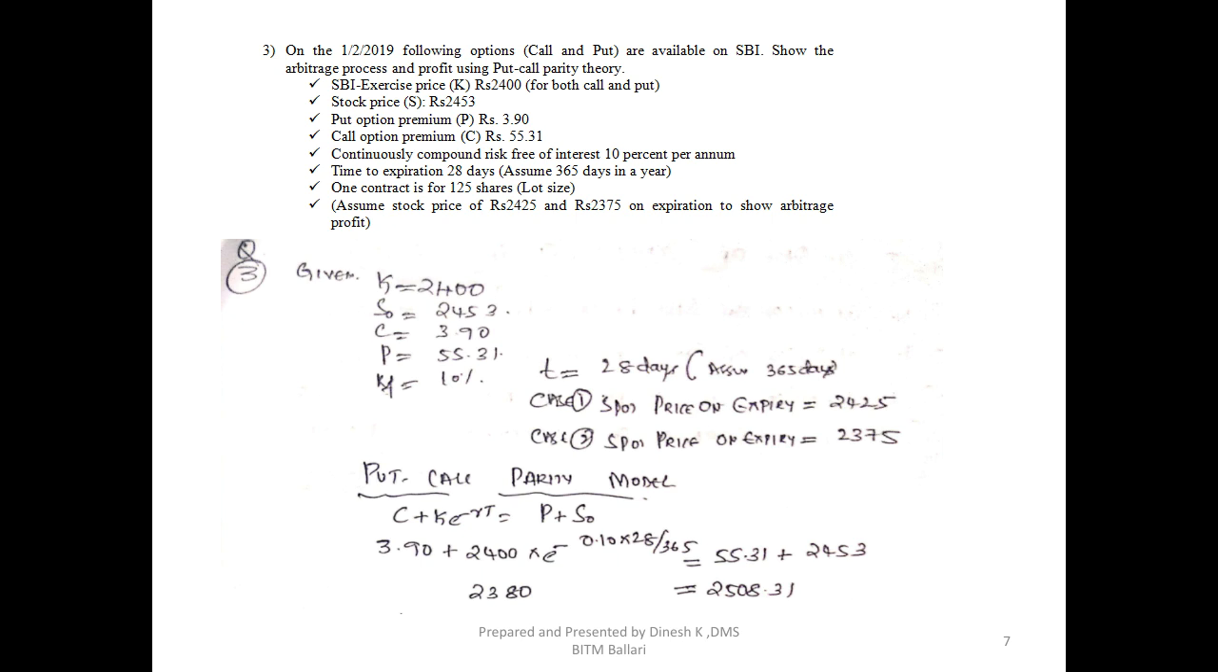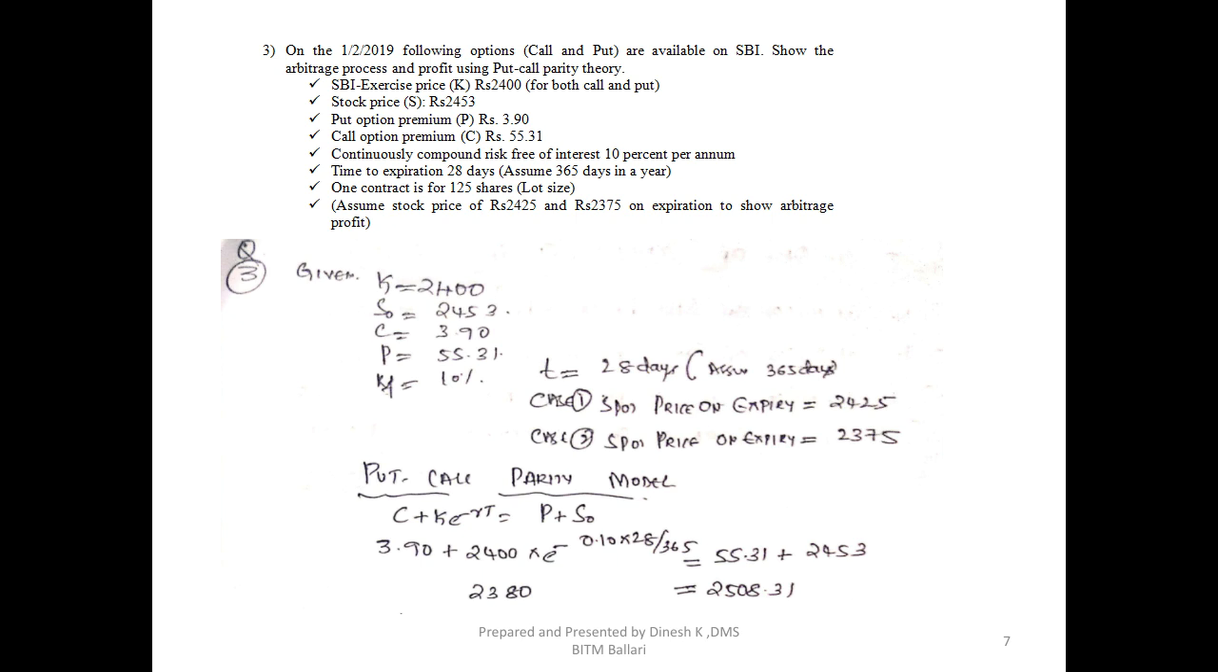Let's take this as case 1 and case 2 and show what the arbitrage profit should be for case 1, if the spot price on the 28th day is 2425, or if the price is 2375 on the 28th day, what the profit or loss should be.